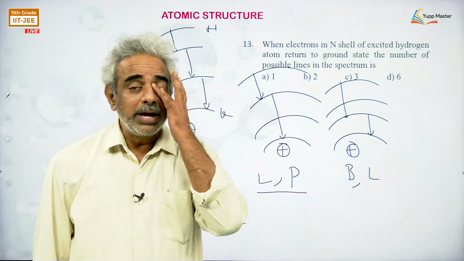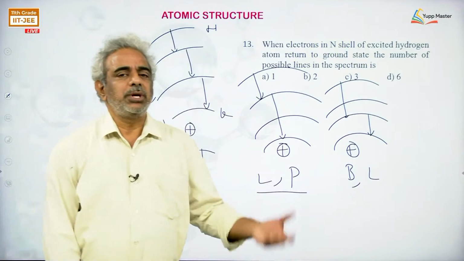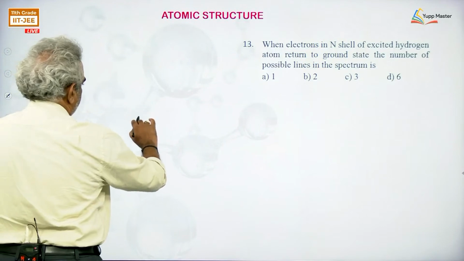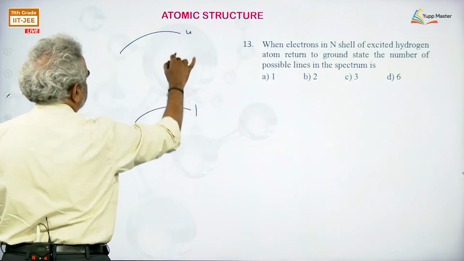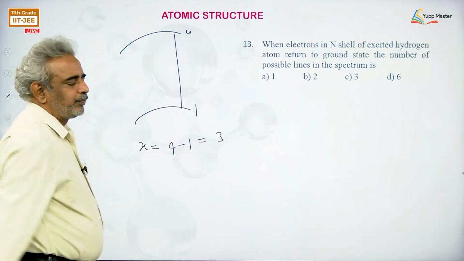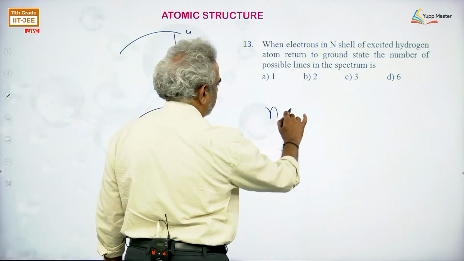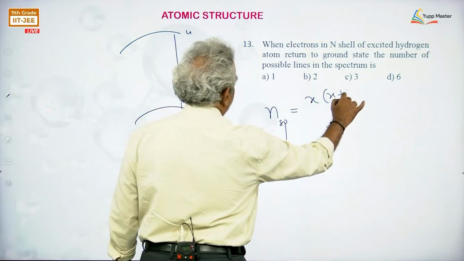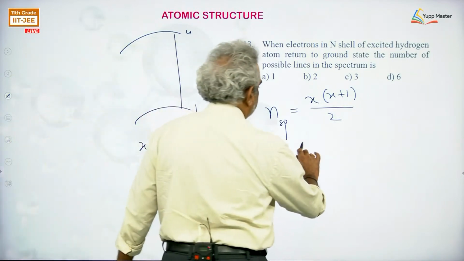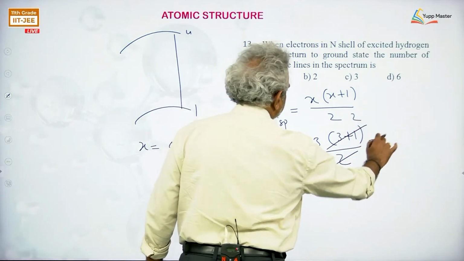For that sake, yesterday I gave you one analysis. In between two orbits, how many spectral lines are possible in a large number of hydrogen atoms? So, my dear students, between first and fourth, take the gap, 4 minus 1 is 3, we will call it x. If you want all possible spectral lines, the formula is number of spectral lines equals x into x plus 1 by 2. It is statistically obtained. So, for x equal to 3, 3 into 3 plus 1 by 2, 6 lines.